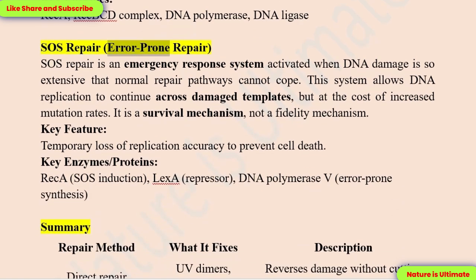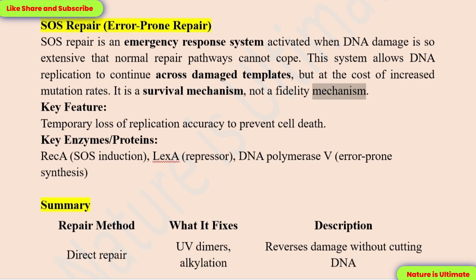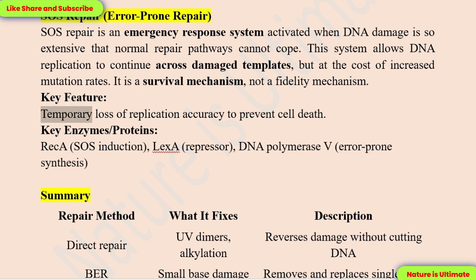SOS repair, error-prone repair. SOS repair is an emergency response system activated when DNA damage is so extensive that normal repair pathways cannot cope. This system allows DNA replication to continue across damaged templates, but at the cost of increased mutation rates. It is a survival mechanism, not a fidelity mechanism. Key feature: temporary loss of replication accuracy to prevent cell death.